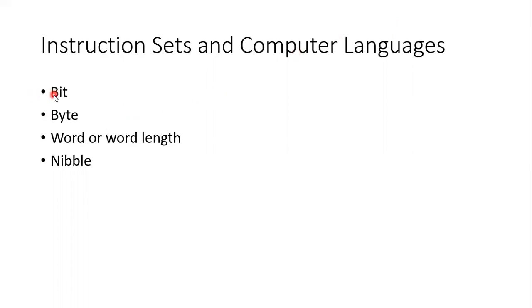So these are: bit means 0 or 1; byte is a group of 8 bits; then word length is the number of bits recognized by a microprocessor; then nibble, 4 bits form a nibble. Therefore, a byte requires 2 nibbles. Okay.